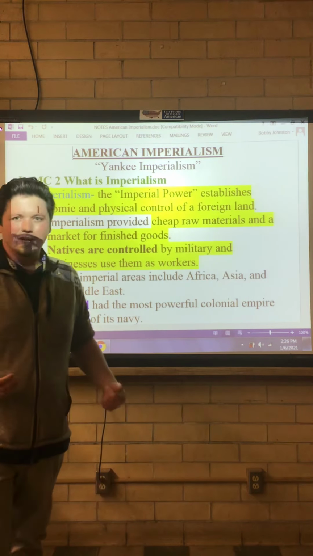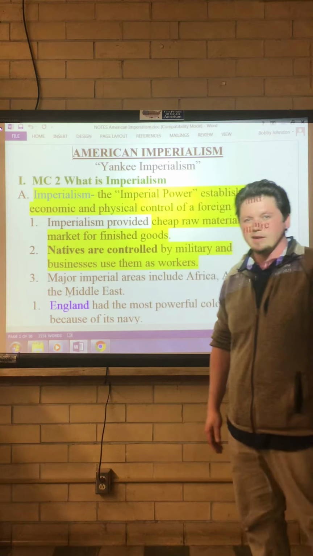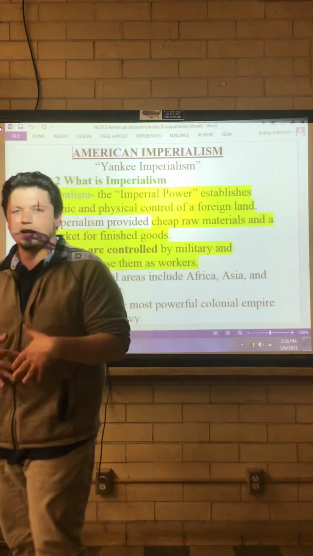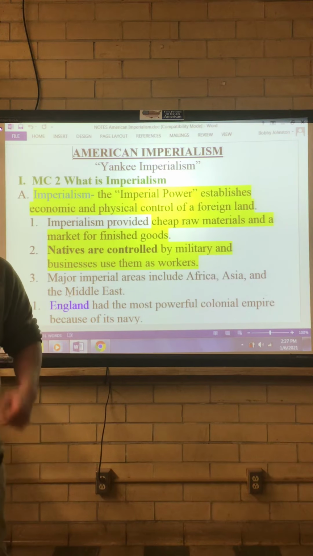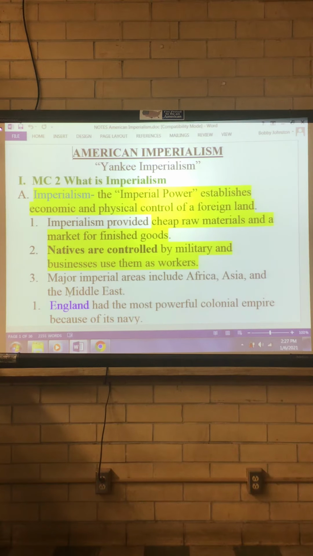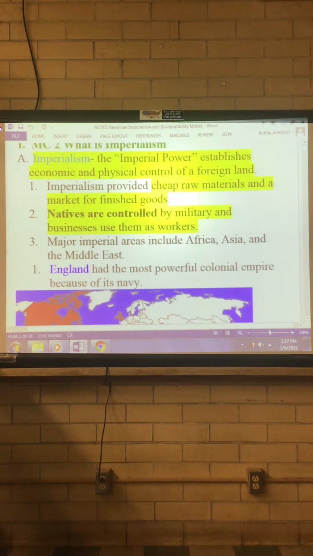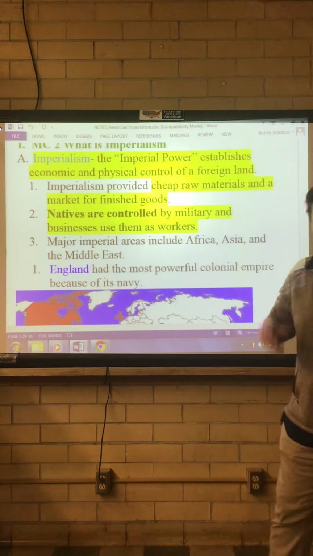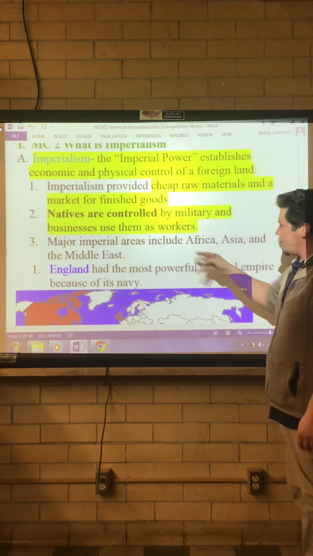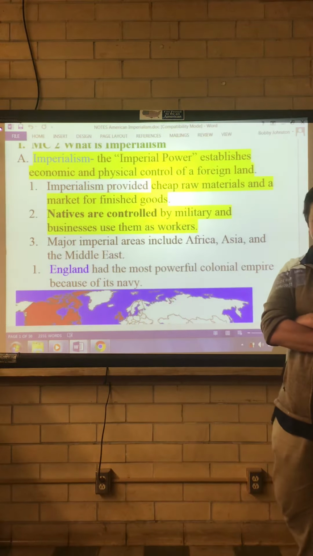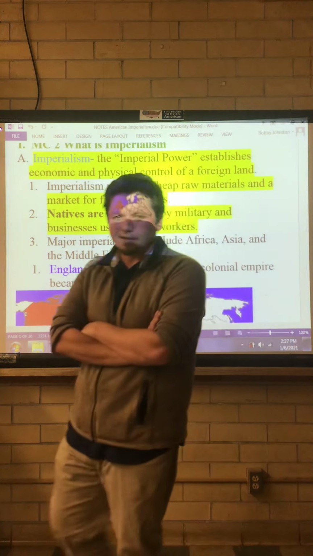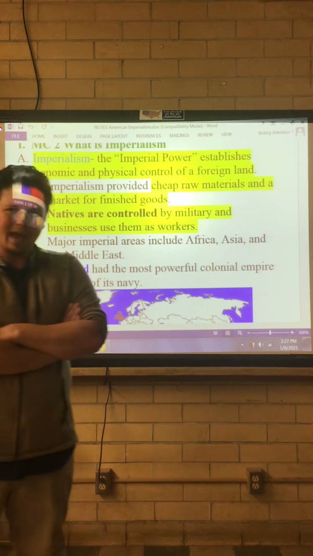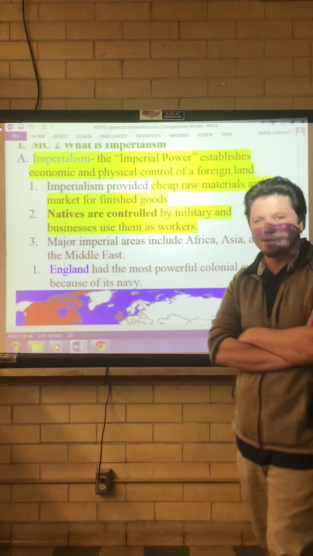This is the same thing. They go out, they steal the materials from the natives, and they make them their slaves, and then they can produce things at half the cost, and everybody buys from them, and then they have a monopoly. So that was the whole point. Major imperial areas of the world included Africa, Asia, and the Middle East. These are the underdeveloped nations of the time period. The people that had the guns were the ones that took over from the people that didn't have the guns. And that's basically how it went for hundreds of years.